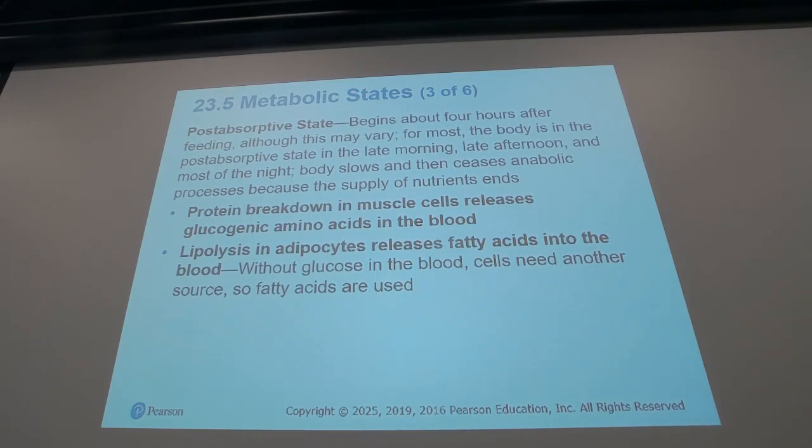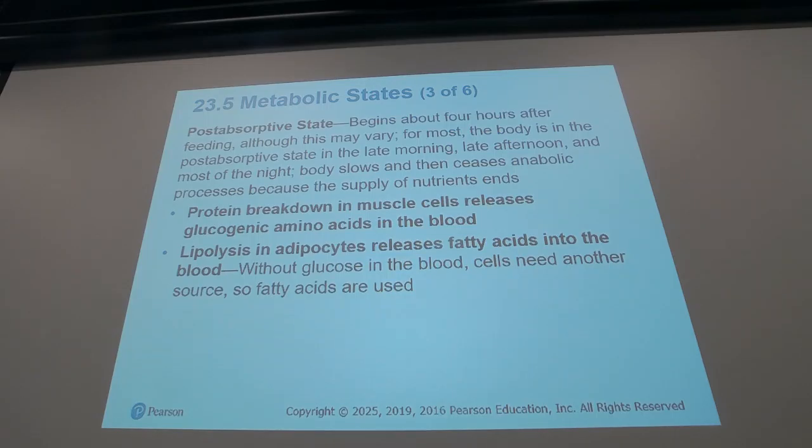Now, the post-absorptive state will be the opposite of the absorptive state. So instead of absorbing nutrients, we will start breaking down the nutrients that we have in our body, and then we will bring these molecules into the circulation. First, we will have to use glucose.